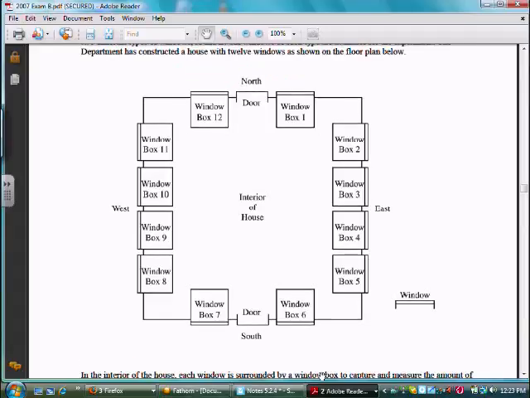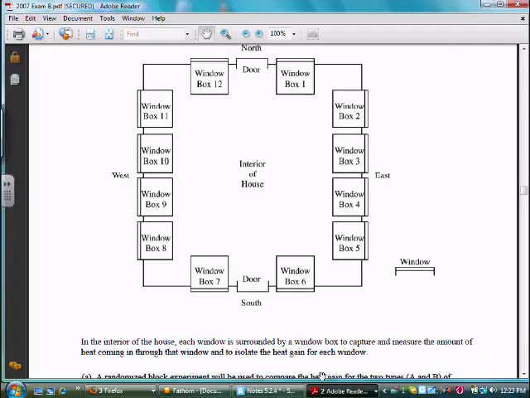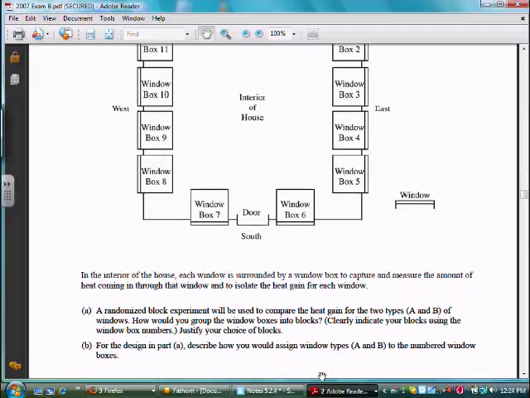Okay, so you've got two different types of windows, A and B. I'm going to move off of that part. In the interior of the house, each window is surrounded by a window box. That's the little drawings there. To capture and measure the amount of heat coming in through the window, to isolate the heat gain for each window. Okay, so we can measure the heat gain for each window. A randomized block experiment will be used to compare the heat gain for the two types, A and B, of the windows. How would you group the window boxes into blocks?